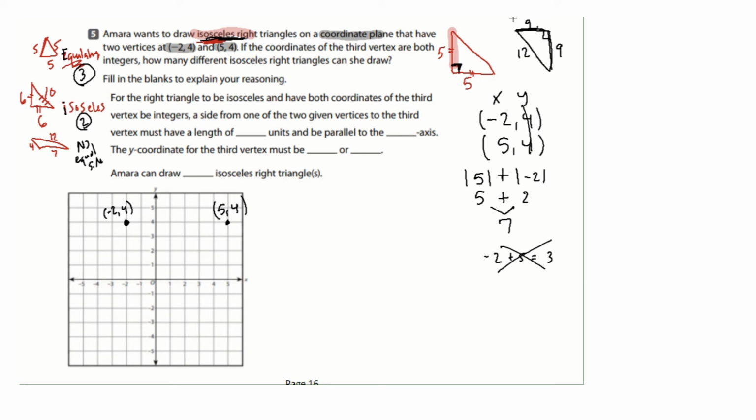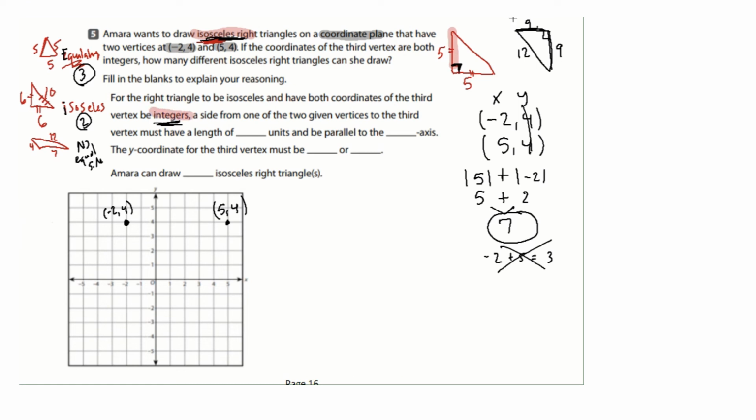All right, so now that we know our distance is 7 units, we need to figure out where that missing vertex could be. So let's look here. It says for the right triangle to be an isosceles and both coordinates of the third vertex be integers. So you need to know what that means. Integers are whole numbers, their opposites, and 0. So we're not making half points. You have to know what the word integer means as well. So let's go ahead and highlight that. Whole numbers, their opposites, and 0 is what an integer is.